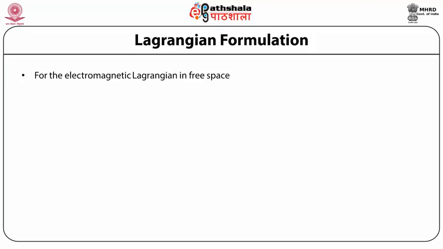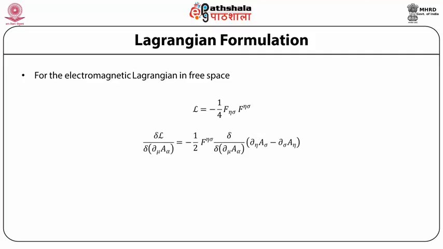For the electromagnetic Lagrangian in free space, we have the Lagrangian L equals minus 1/4 F_{ησ} contracted with F^{ησ}. So ∂L/∂(∂_μ A_α) is equal to minus 1/2 F^{ησ} times ∂(∂_η A_σ − ∂_σ A_η) with respect to ∂_μ A_α.